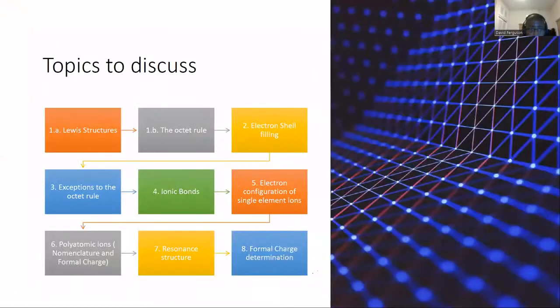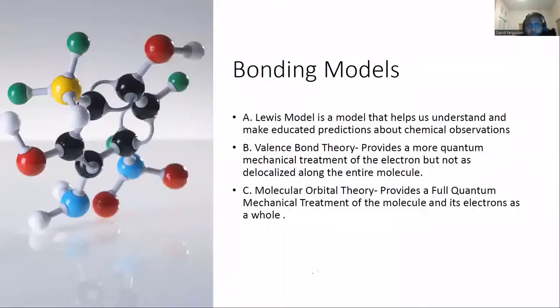So let's get to the material we want to discuss for today. You have three bonding models that we want to just introduce in this class. You have the Lewis model that helps us understand and make educated predictions about chemical observations. You have valence bond theory. It provides a more quantum mechanical treatment of the electron, but not as delocalized along the entire molecule. And then you have MO theory, which is like the crème de la crème for this class. It provides a full quantum mechanical treatment of the molecule and its electrons as a whole.